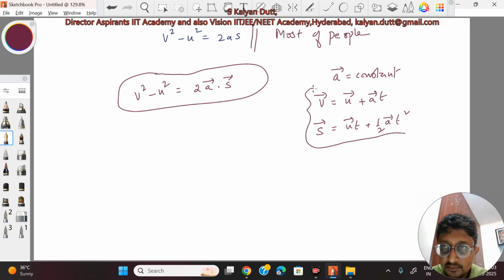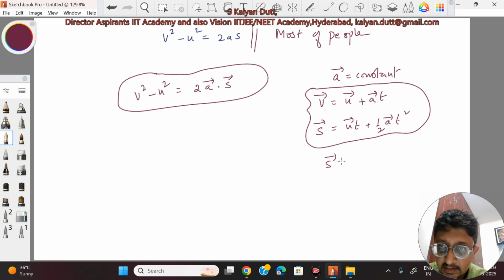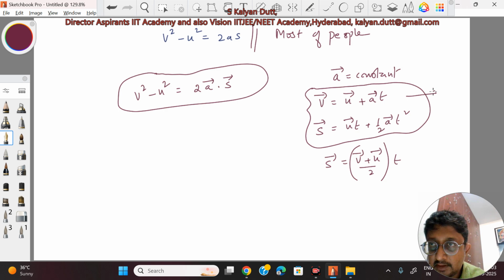And using these two, I can get two more very strange equations which some of you might not have seen. s equal to (v plus u) by 2 into t. You can get this third equation, and again, it is valid for constant acceleration. How did I get this? If I call these equations 1 and 2, which I got by integrating basic definitions, and you eliminate acceleration from 1 and 2, you end up with equation 3.